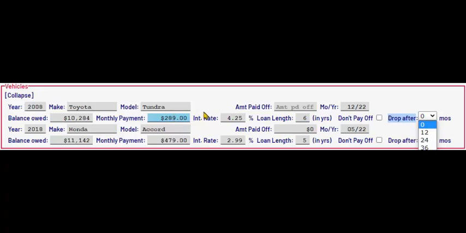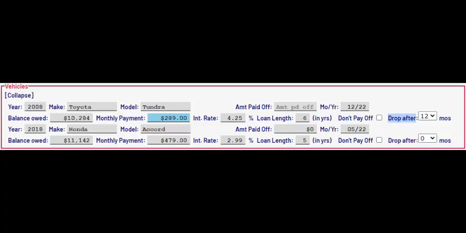Now, if they're not going to get a vehicle right away, maybe they're willing to leave that working for them for another 12 months, 24, or 36 months. Okay, so that's what the drop after is about. It's being realistic. It's making it more like what real life happens. So we'll return that money back into the family budget so they can get another vehicle. Okay, then the second vehicle basically is all the same information.